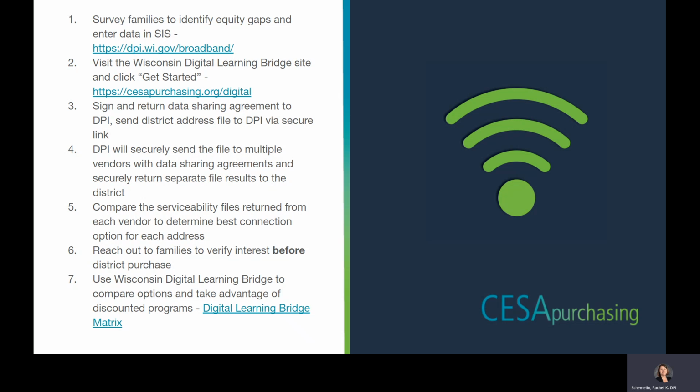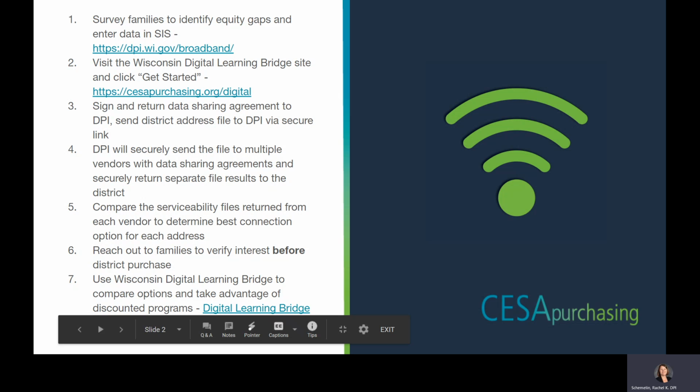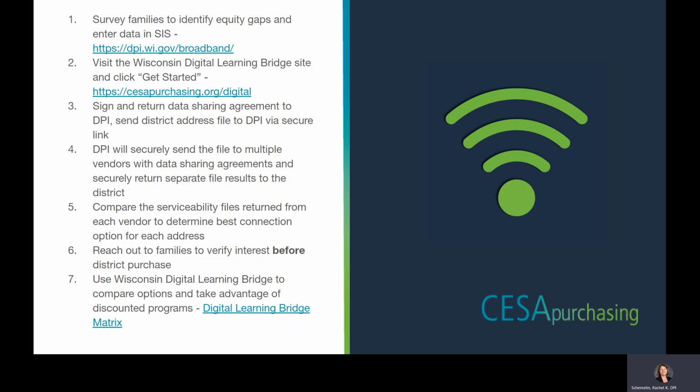Please note, it's important to reach out to the families to verify their interest before the district purchases internet for that address. The discounted programs available on the Digital Learning Bridge site are vendor to school district discounts. They are different from the direct-to-consumer programs that are available, and families and teachers cannot contact vendors to take advantage of the discounts listed on the Digital Learning Bridge matrix. Those deals are only available for school districts to purchase and provide to students and faculty. Determining who the district decides to purchase internet service for is a local decision.